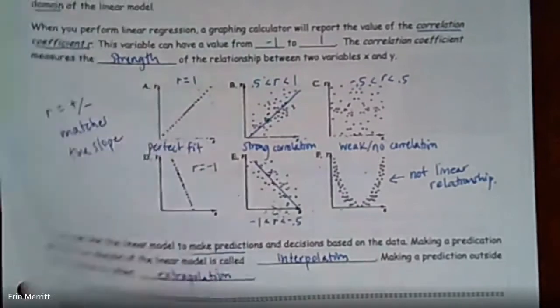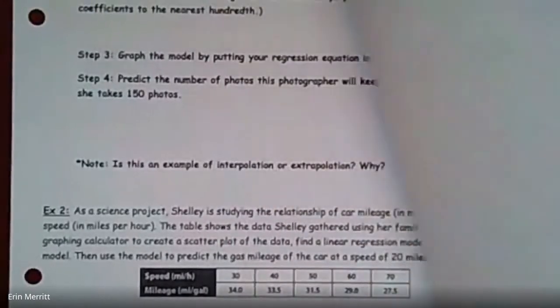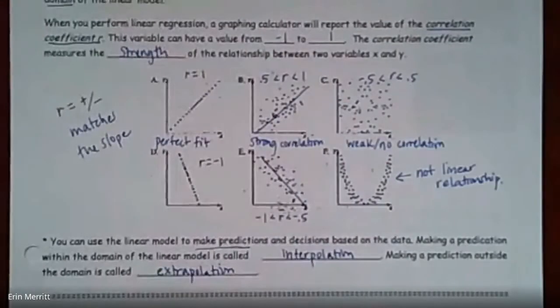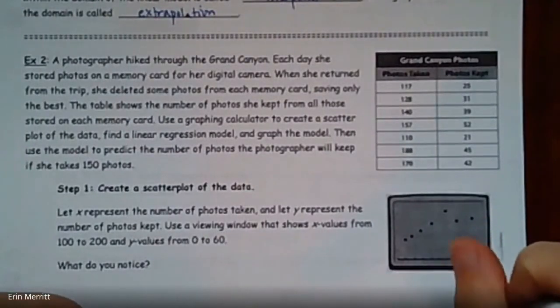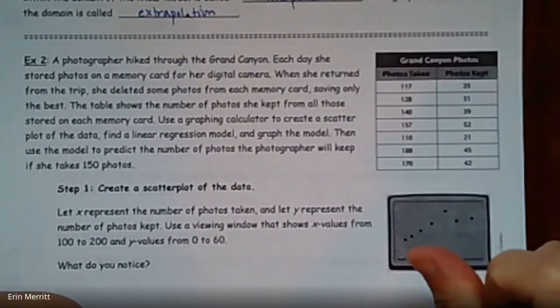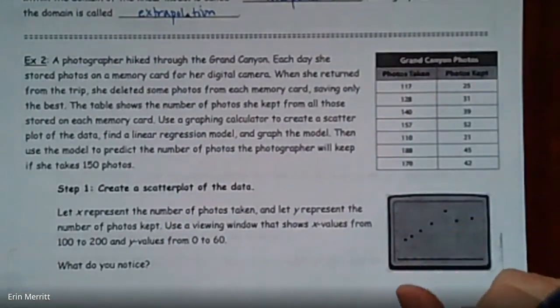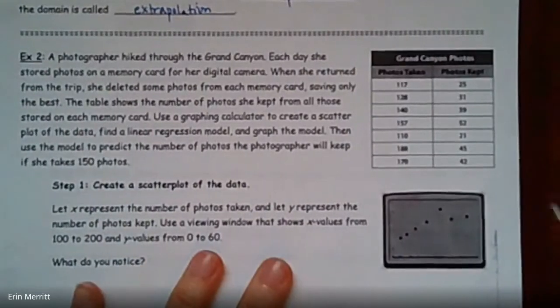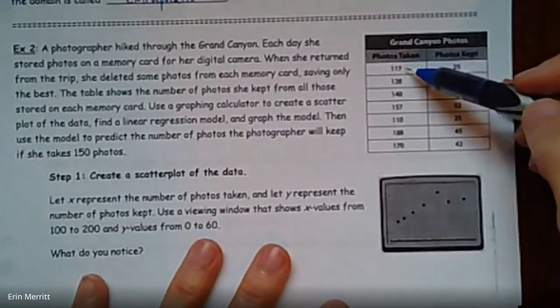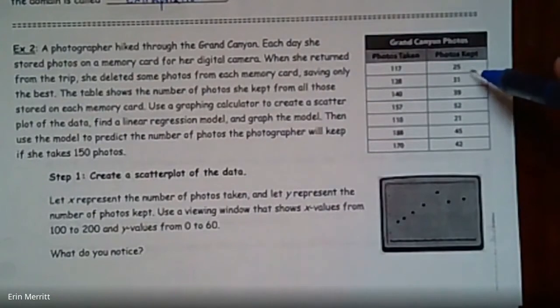I'm thinking let's go one more and then we will stop there. So this very first one here, I'm going to slide up, is saying a photographer hiked through the Grand Canyon. Each day she stores the photos on a memory card of her digital camera. When she returned from the trip, she deleted some photos from each memory card, saving only the best ones. The table shows the number of photos that she kept from all of those stored in each. So if you take a look, this day she took 117 photos and then she only kept 25. And then took 128, only kept 31, and so on.